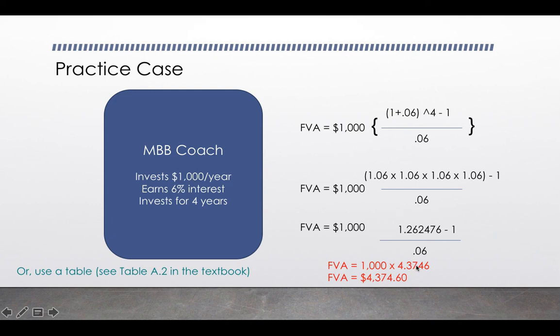Well, in this case, we get to the very bottom of our calculations and we see the multiplier is 4.3746. We multiply that times 1,000. And that gives us a future value of this annuity of $4,374.60. Okay, so this investment the coach is making, he's investing $1,000 a year for 4 years, gaining that 6% interest. We know the future value of that annuity in 4 years is going to be this amount.